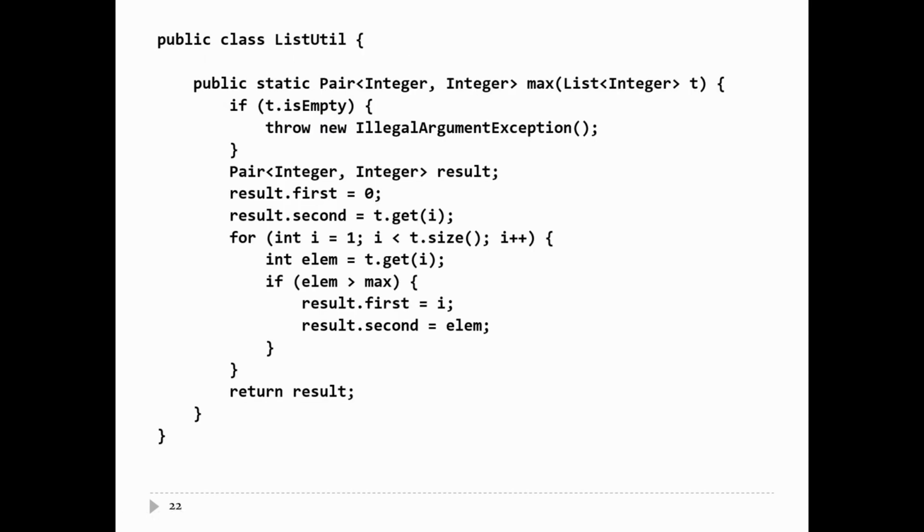And there's an example of a method that returns a pair made up of two integers. This just finds the maximum element in this list of type T, returning the maximum element and the index of the maximum element in the pair. So in the returned pair, the first element is the index, and the second element is the actual maximum value. And so that's an example of a very simple generic type, or generic class.